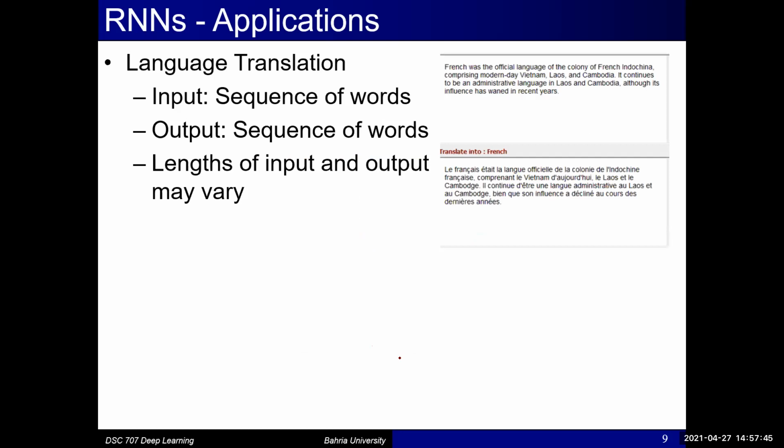Another application that we'll study relatively in detail is language translation, where you give a sequence of words and you expect another sequence of words. So it is sequence input, sequence output, but the length of input and output can be different, right?